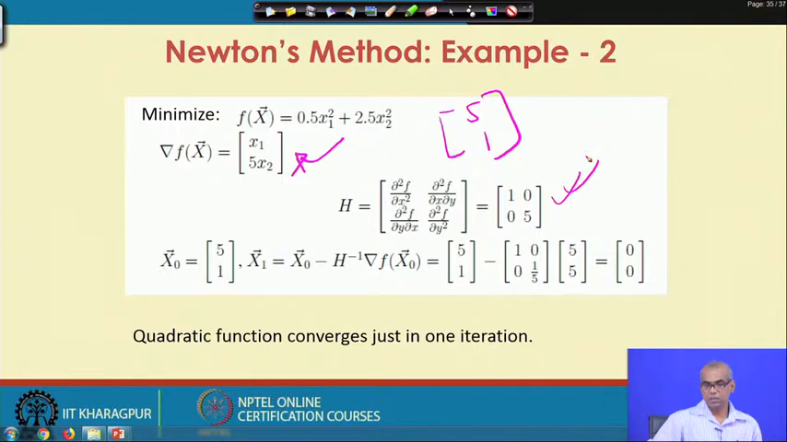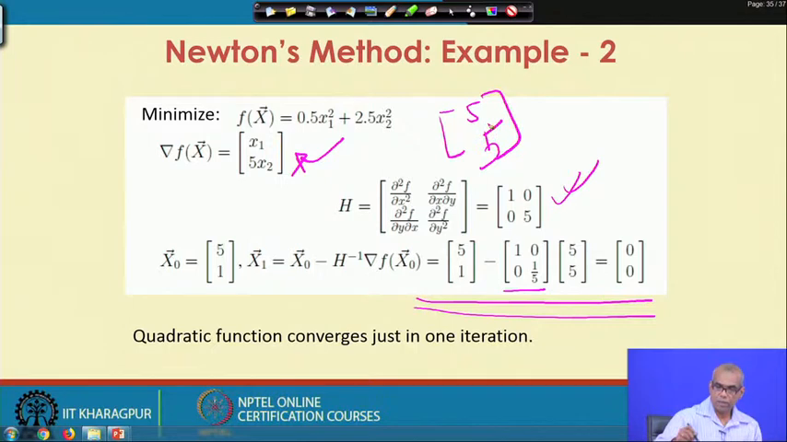Hessian inverse will be 1 0 0 1 by 5. So, you see that we again get the convergence in one iteration. The gradient will be 5, 5 because it is x 1, 5 x 2. So, x 1 equal to 5 and the next component is 5 x 2, x 2 equal to 1. So, it is 5. So, the convergence is again achieved in one iteration.